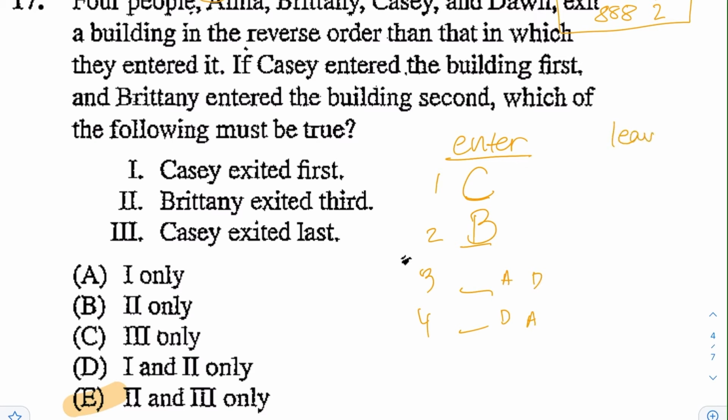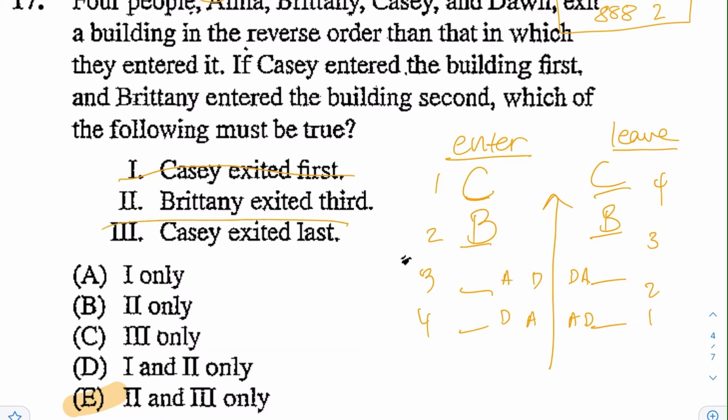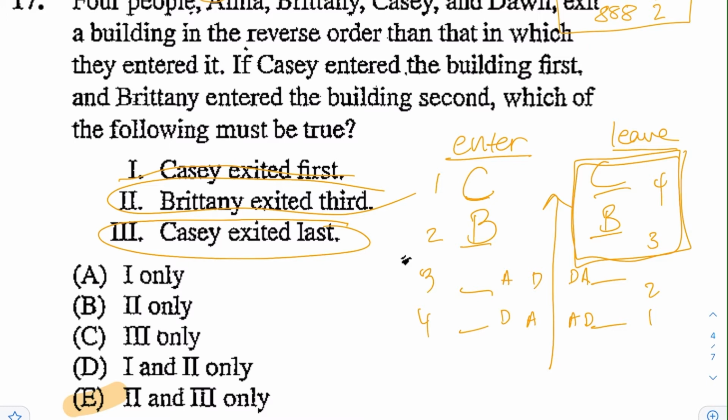Now when they leave, they have to go in the reverse order. So that means that either DA or AD leaves first, and then it's B, and then it's C. So just go through all the choices here. Choice 1 has to be false because Casey has to exit last, excuse me. That's Roman numeral number 3. And then Brittany must have exited third. These 2 you do know. You don't know whether Anna or Dawn exited first or second. So the answer is going to be choice E here.